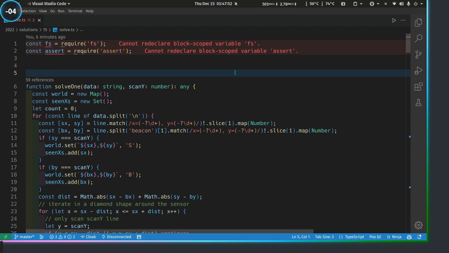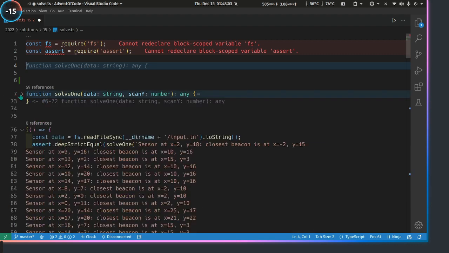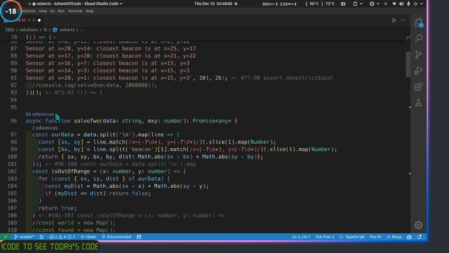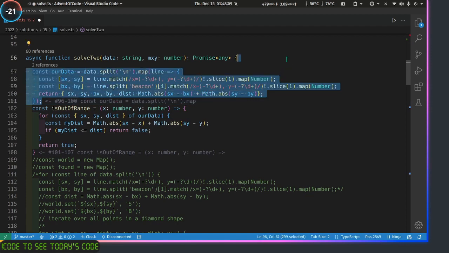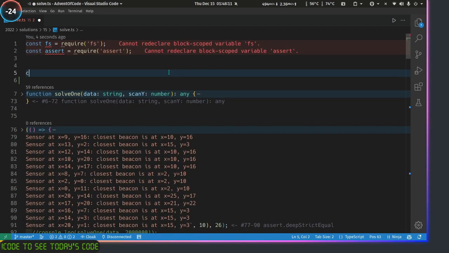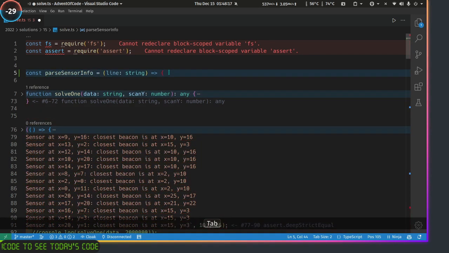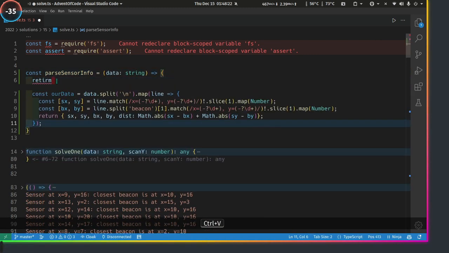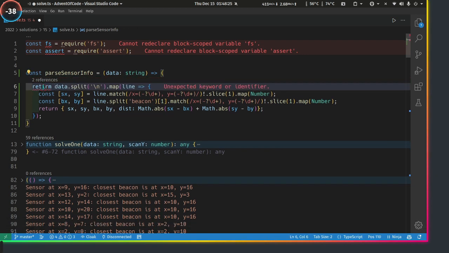So, let's start cleaning this thing up. Where'd the music go? Where's my music? There it is. Okay, so first thing, we've kind of already written it. Let's get on down to our parsing of data. Let's parse sensor info. So we have our lovely data, and then we return basically this, which gets our x, y, and distance.